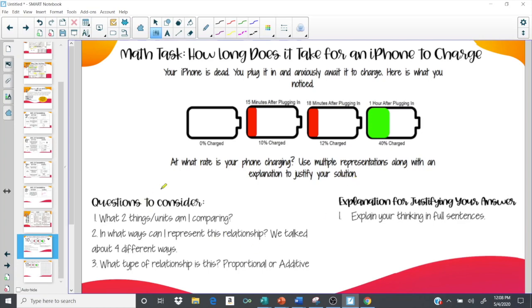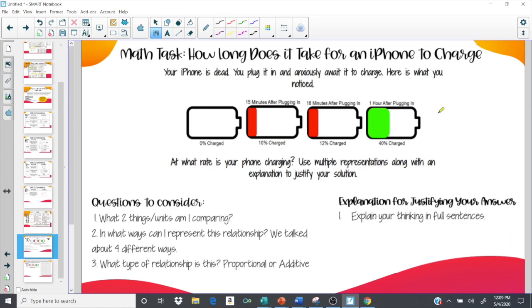So when you are working on this math task, these are some questions to consider. Number one, what are two things or units am I comparing? So what's being compared in the problem? And in what ways can I represent this relationship? We talked about 4 different ways. It doesn't matter if the relationship is proportional or additive. We discussed 4 different ways to represent a relationship. And then thirdly, what type of relationship is this? Is it proportional or is it additive? An explanation for justifying your answer. Please explain your thinking in full sentences.